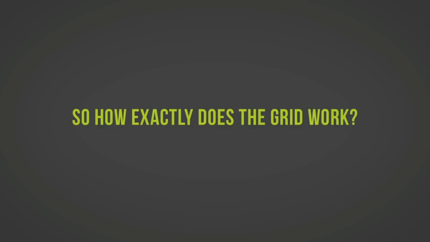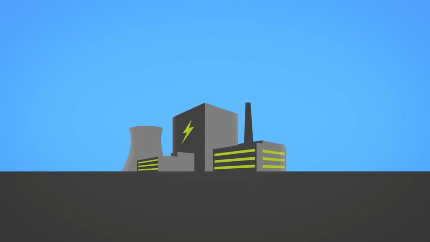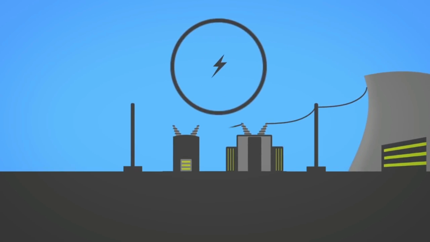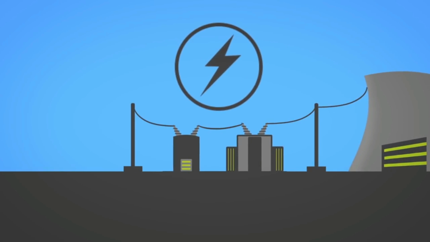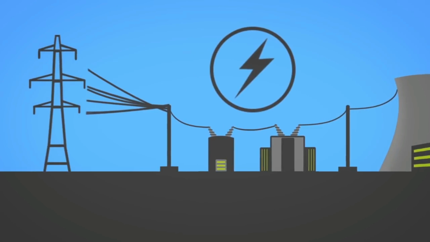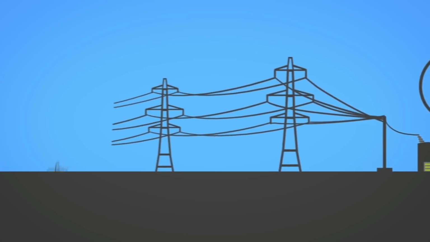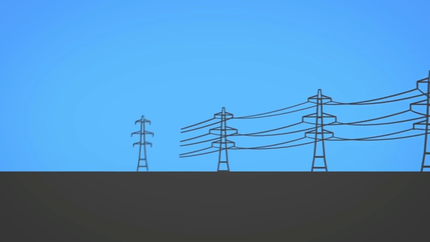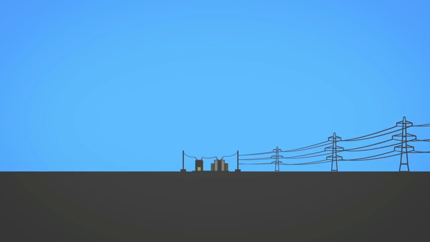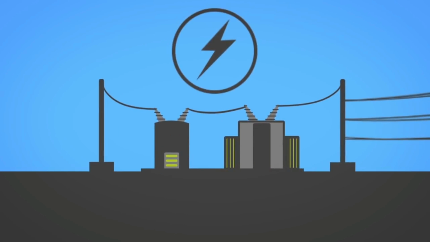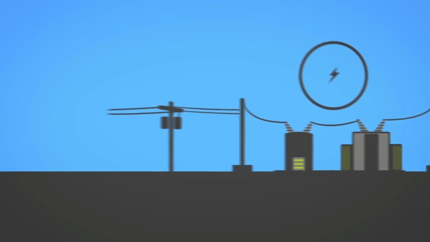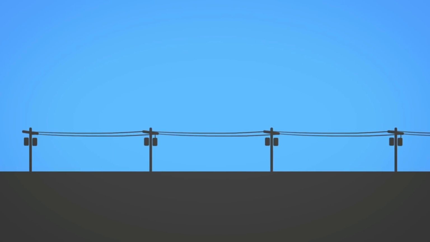So how exactly does the grid work? After electricity is generated, the voltage is stepped up at the substation. This increased voltage allows electricity to travel long distances while minimizing electricity losses. The electricity then travels along transmission lines, overhead or underground. Once it reaches its destination, another substation steps the voltage down to a level suitable for distribution lines that deliver electricity to consumers.